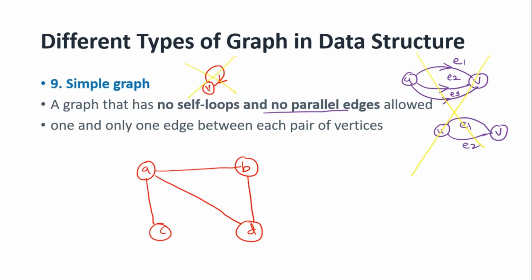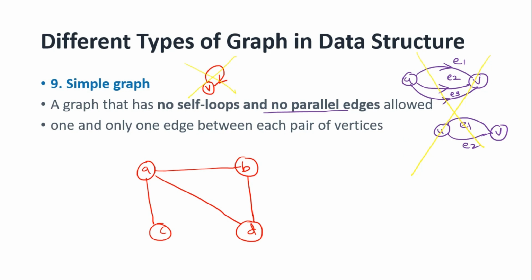A self loop is an edge which goes from a vertex and comes back to the same vertex without traveling through any other vertex. Meaning on the same vertex there exists an edge going out and coming back to the same vertex. That is called a self loop. And when more than one edge is present between the same two vertices, they are called parallel edges. Now E1 and E2 are parallel edges because they are present between the two vertices U and V. No intermediate vertex is present between these two vertices, so these are called parallel edges.